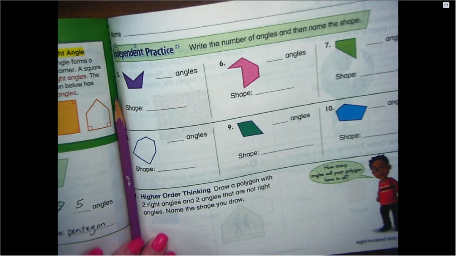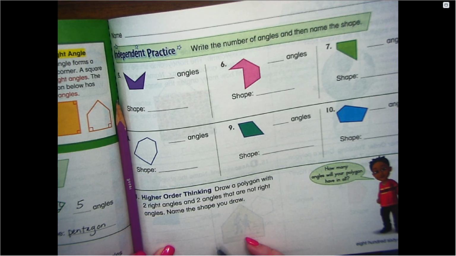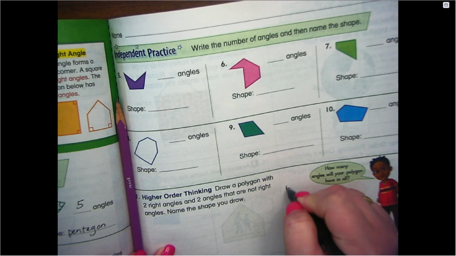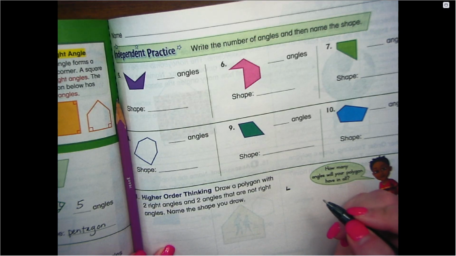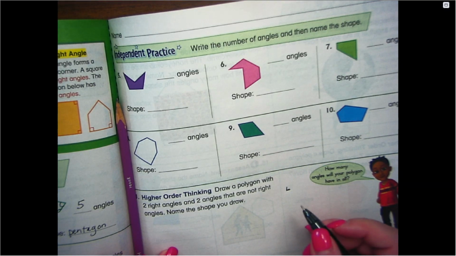And then when we come over here to number 11, it says draw a polygon with 2 right angles and 2 angles that are not right angles. So remember, right angles need to make that perfect little L shape. This is a challenge for you to try and draw a shape. It might take a couple tries, and then you can name the shape that you draw.